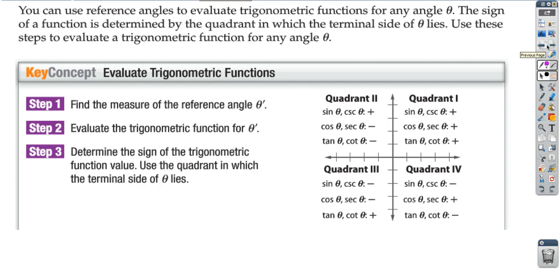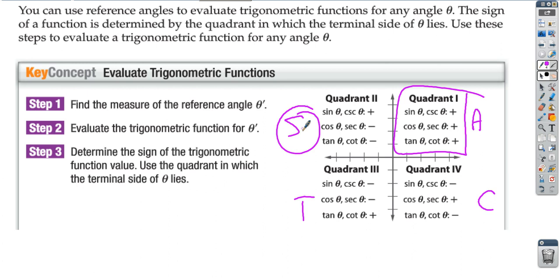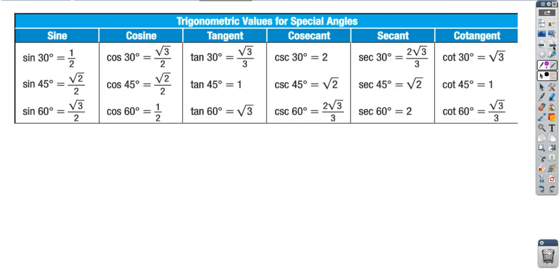All right, so this right here is a big picture using that acronym I said before, which is All Students Take Calculus. And this chart is a more complicated way of saying that. So you can see in the All quadrant, in quadrant 1, everything is positive. In quadrant 2, the S for Students stands for sine and its reciprocal cosecant. Those are the only things that are positive. The other functions are negative. In this third quadrant, the T for Take stands for tangent and its reciprocal cotangent. And then finally, in the fourth quadrant, the C for Calculus stands for cosine and its reciprocal secant, and those are both positive. So we'll use that information.